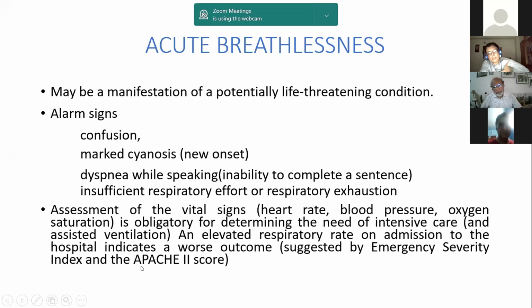In this, the acute factors, age, and chronic diseases are taken into consideration. There are 12 points, and the scoring goes from 0 to 71. There have been numerous revisions, and presently the APACHE 4 score is being used. It predicts the outcome of patients particularly in the intensive care units.